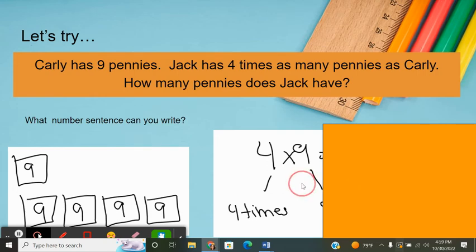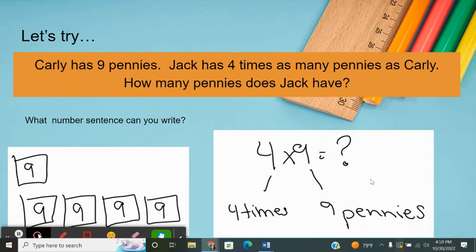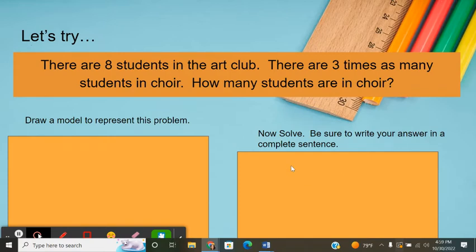All right. So what number sentence can we write? We can write 4 times 9 equals my unknown. So 4 times the 9 pennies is your unknown. All right. So let's try another one. There are 8 students in the art club. There are 3 times as many students in choir. How many students are in choir? Go ahead and in your notebook, draw a model to represent this problem.